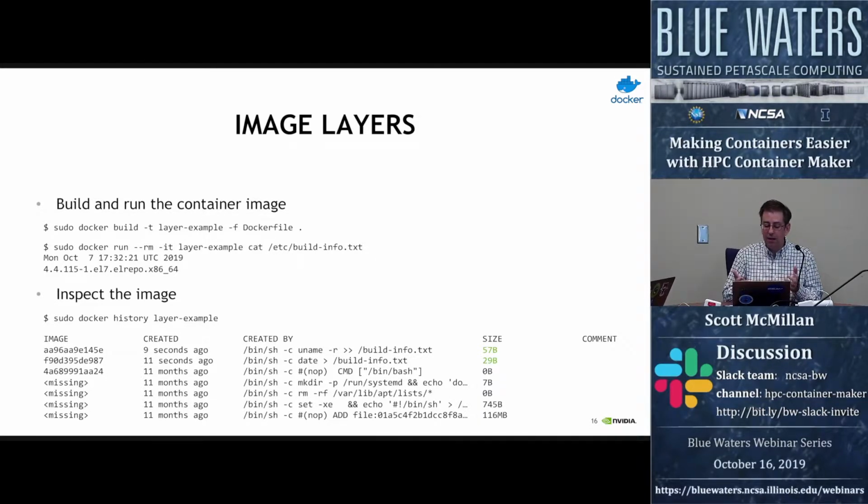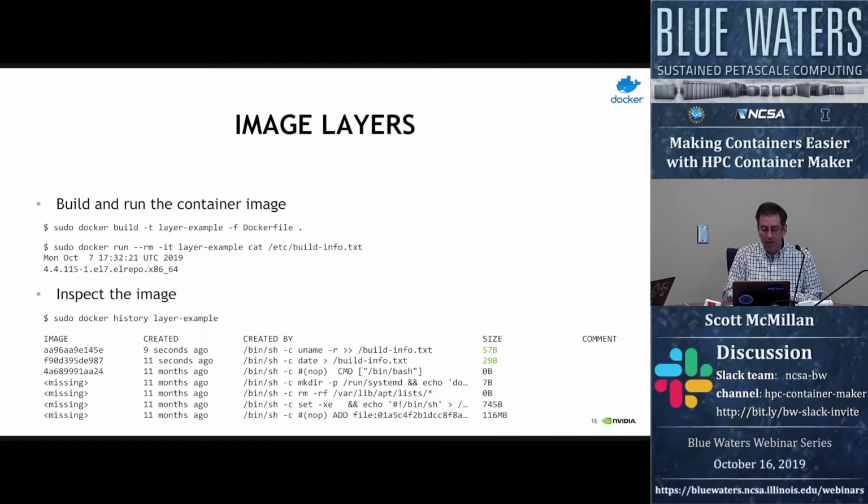Now, unlike Singularity, with this Docker image you don't get a file that comes out. It's this amorphous thing. So we have these tools to interact with it. One of them is docker history. If you run docker history on this image, you'll see there are some layers here, starting from the bottom up, that start from the base Ubuntu image that are all from 11 months ago, and then the 2 layers that I just added, the date command and the uname command, which were in the Dockerfile.